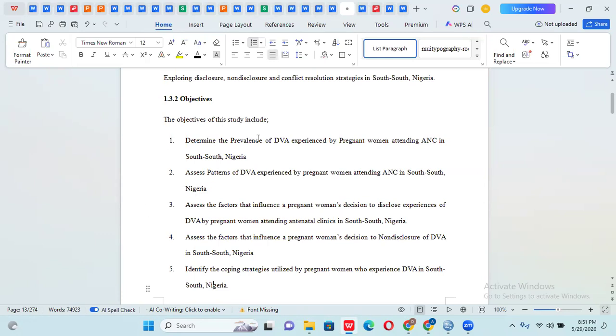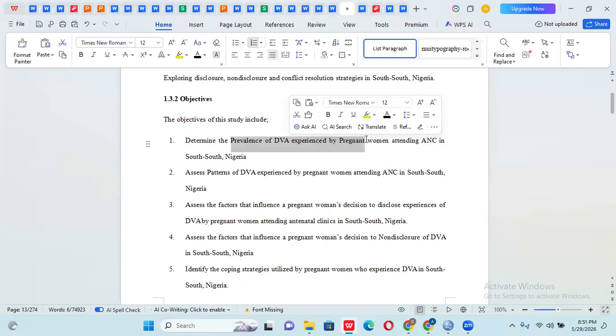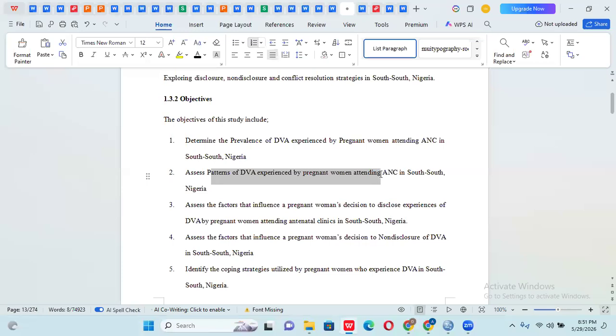Now looking at the first objective, prevalence of DVA experienced by pregnant women, automatically this first objective is descriptive. Assess the pattern of DVA experienced by pregnant women is also descriptive. Pattern. If you are doing pattern, then you are using a line graph, and most likely you are going to use Excel for that. Now, assess the factors that influence a pregnant woman's decision to disclose. Factors that influence. For this one, you can either use factor analysis, which I did not take us through yesterday, or you can also use descriptive, depending on how the questionnaire is formed.